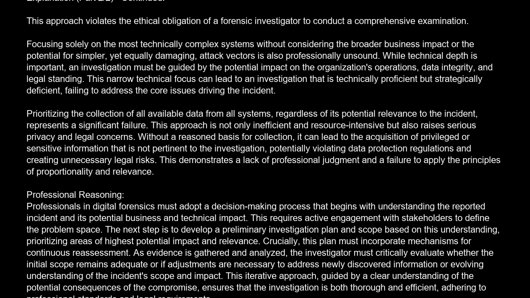As evidence is gathered and analyzed, the investigator must critically evaluate whether the initial scope remains adequate or if adjustments are necessary to address newly discovered information or evolving understanding of the incident's scope and impact. This iterative approach, guided by a clear understanding of the potential consequences of the compromise, ensures that the investigation is both thorough and efficient, adhering to professional standards and legal requirements.